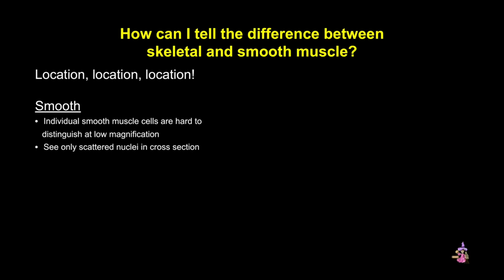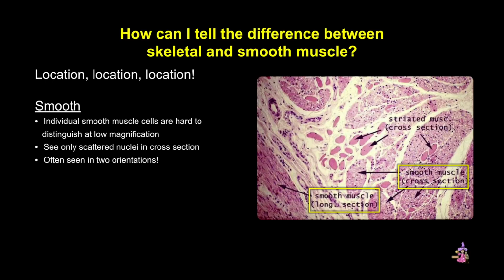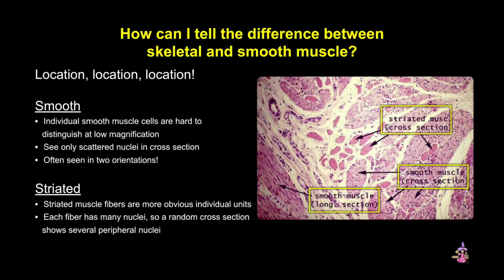Smooth muscle fibers can be pretty difficult to see at low mag, and this is compounded by the fact that you usually only see those nuclei in some of the cells. Now, one of the biggest clues about smooth muscle is that unless it's in a vessel or an airway, it's almost always seen in two orientations, because remember, it's found in two layers. Striated muscle fibers appear much more as individual units, and those skeletal muscles will show those multiple nuclei.